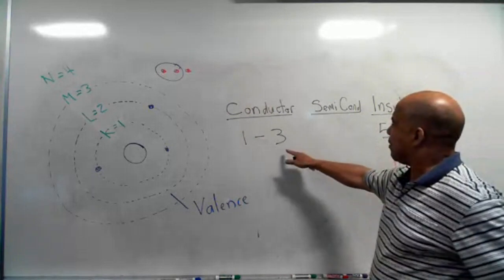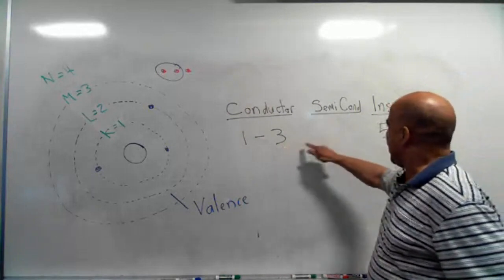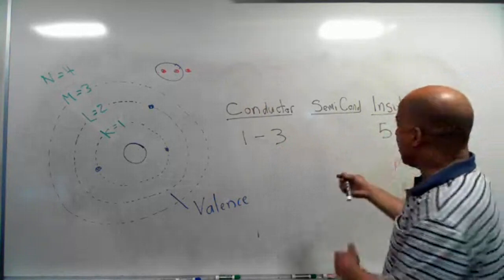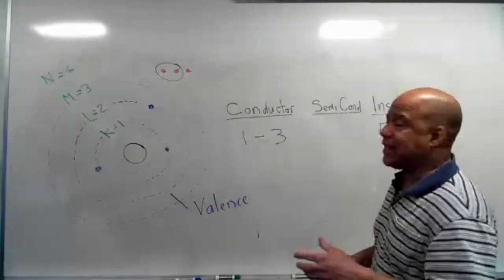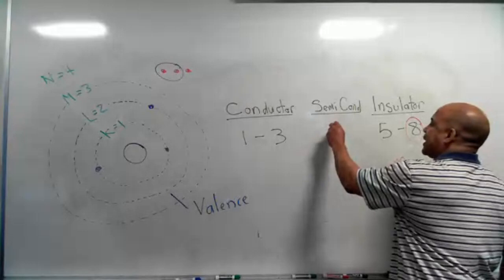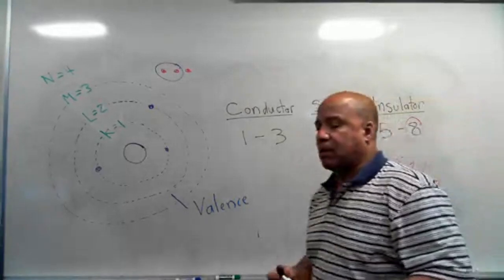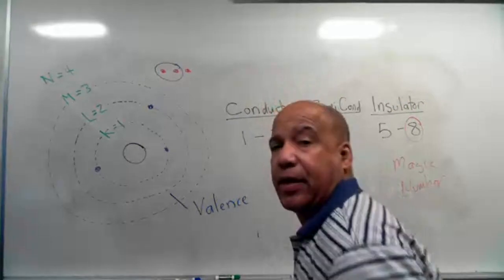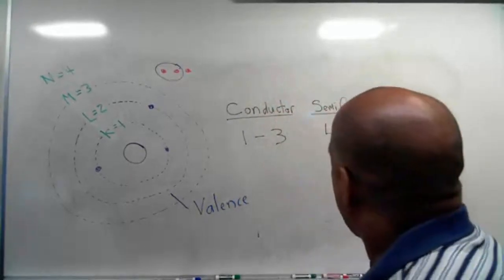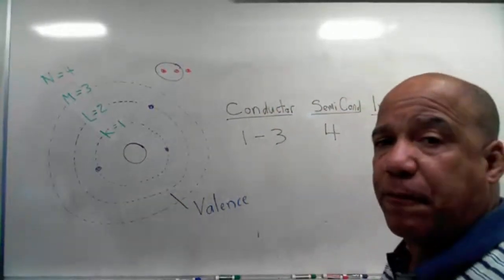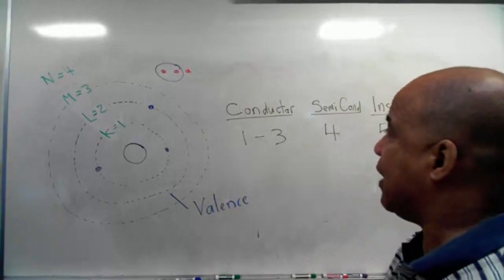And then, of course, you might think, okay, right in between 3 and 5 is the number 4. So any element that has atoms with 4 valence electrons will be a semiconductor.